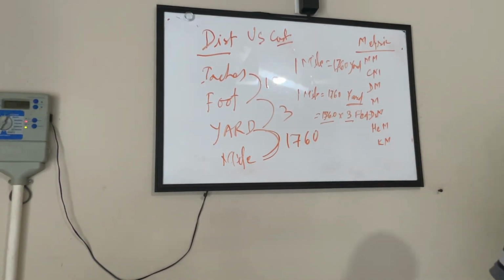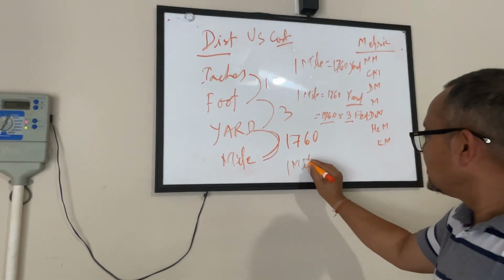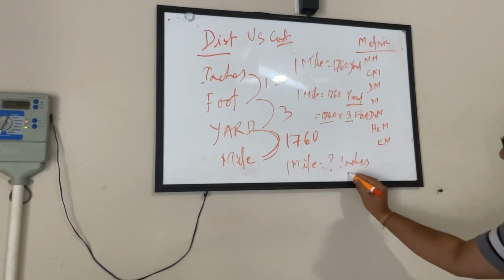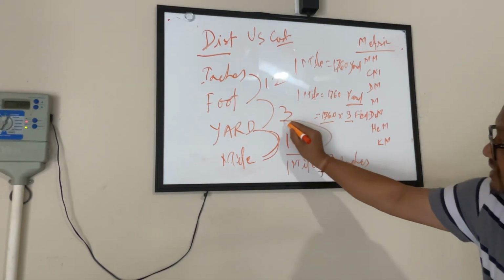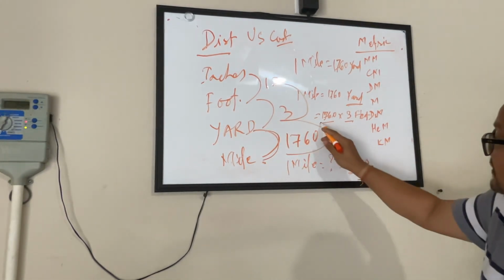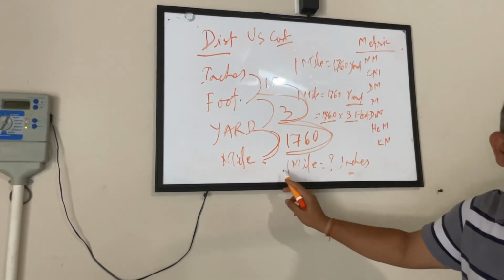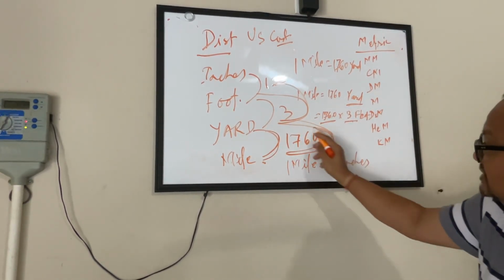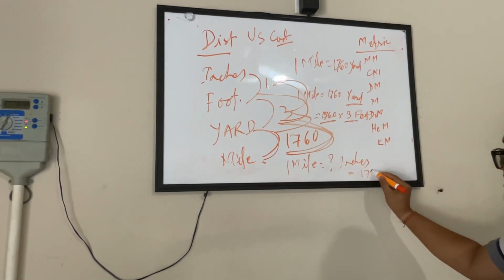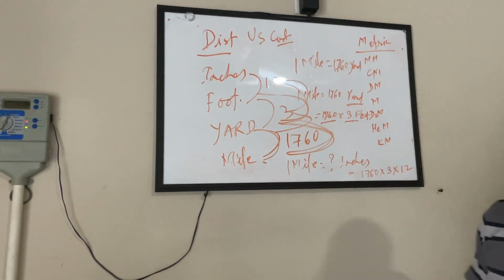If somebody says, tell me how many inches in a mile? 1 mile equals how many inches? What will you do? 1760 into 3 into 12. When we converted mile to foot, we did 1760 into 3. So we went 2 steps back and converted that. Here we are going 3 steps back. The first step is 1760, the second step is 3, the third step is 12. So you multiply 1760, then 3, then 12. This many inches.